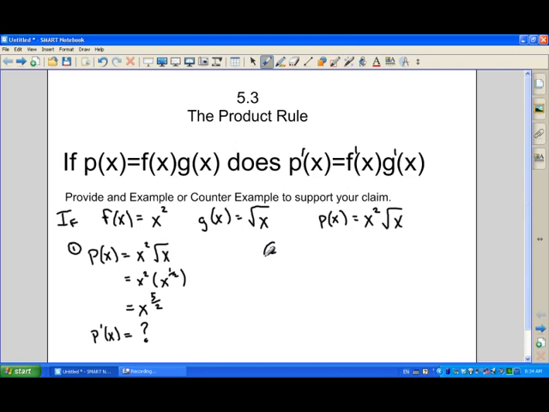Once you've done that, take the function p of x, which is equal to x squared times the square root of x, or x squared times x to the power of 1/2, and find the derivative using this form that we are trying to find out if it's true. So take the derivative of the first function and multiply it by the derivative of the second function, and compare your answers. Take some time to try that now, a minute or so.